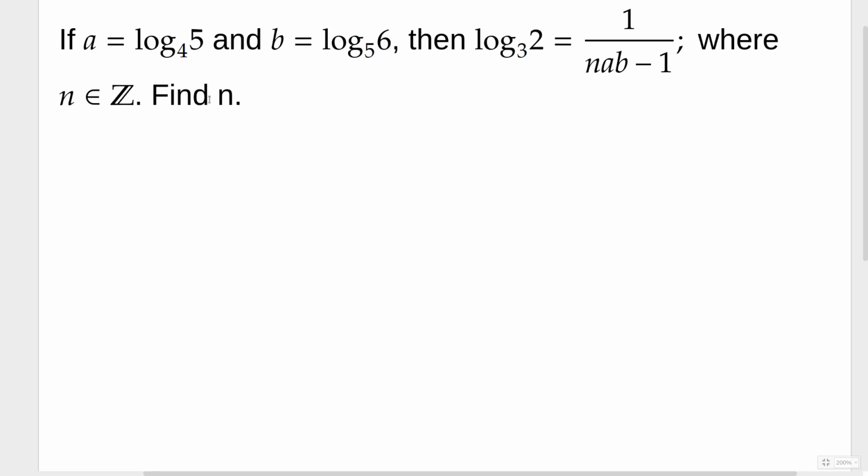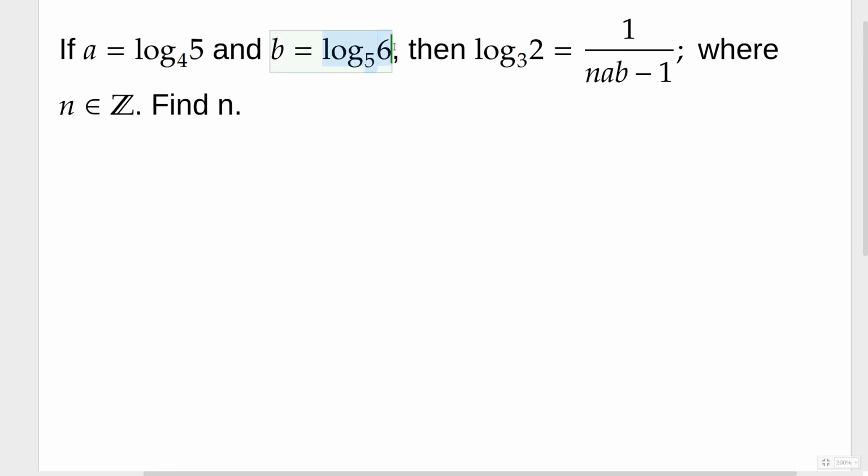Let us solve a problem based on logarithms. The problem statement says that if a is equal to log 5 base 4 and b is equal to log 6 base 5, then log 2 base 3 is given as 1 by n times ab minus 1, where n is some integer. You need to figure out the value of n.